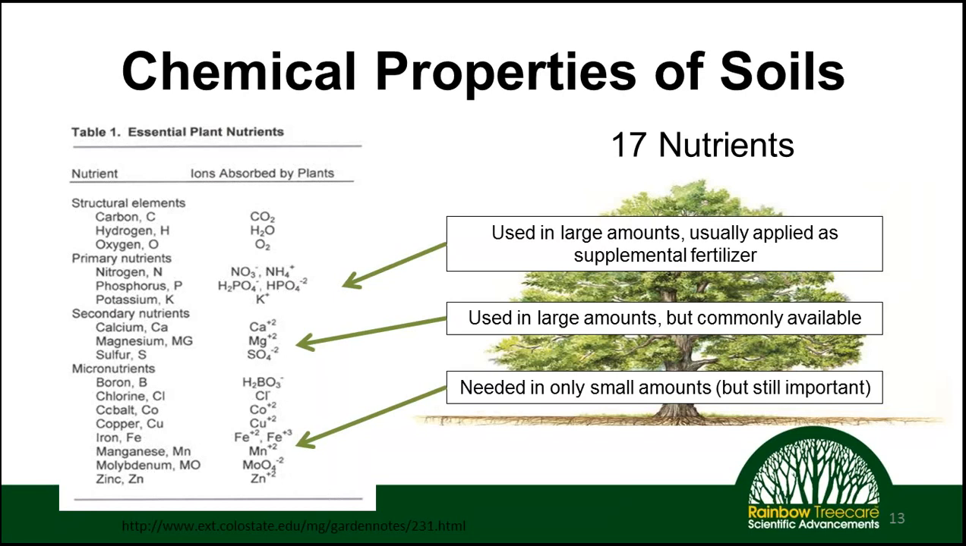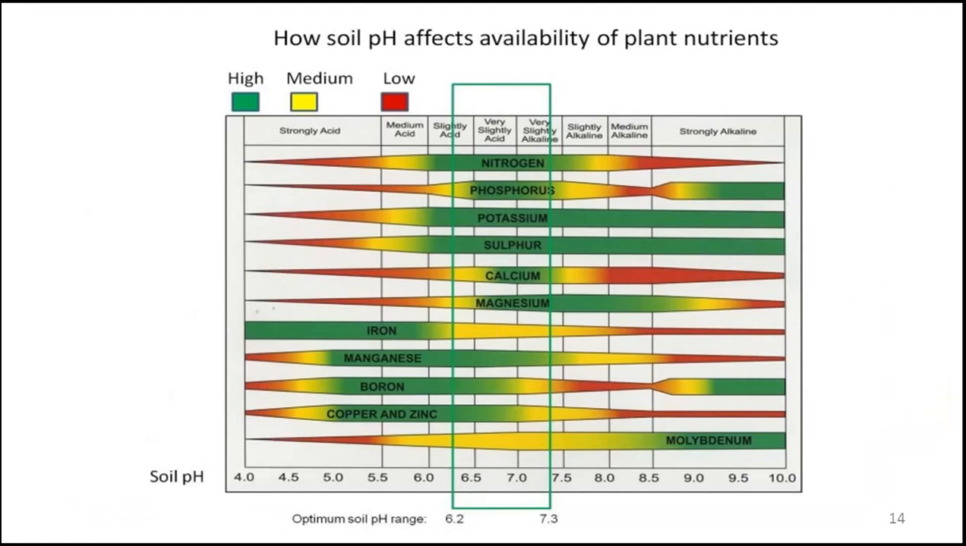Secondary nutrients, they're still used in large amounts but commonly available. Typically in soils there's enough calcium and magnesium. Sometimes sulfur gets added, but we'll get into more detail about that later. And very important, but needed only in very small amounts, are the micronutrients, especially the manganese and iron. If those are deficient, you notice it right away with leaf yellowing and other kinds of symptoms. But just purely on a chemistry level, you can list off all these nutrients that are essential to plant growth.